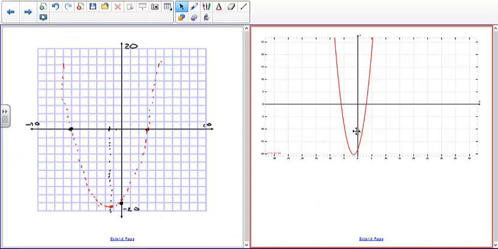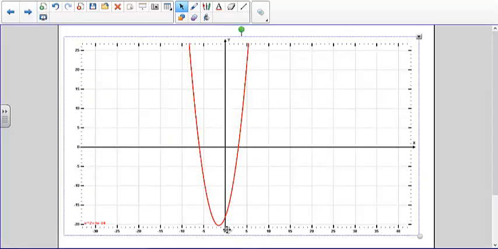So here it is. This is drawn using the graphing program. So you can see it. The actual minimum is, it looks like, negative 20. The y-intercept is negative 18. The x-intercepts are negative 6 and positive 3. So we didn't do too badly.